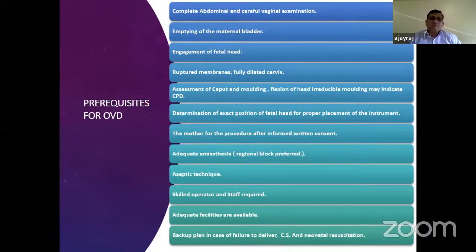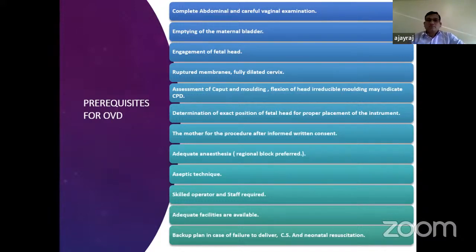Engagement of fetal head, ruptured membranes, fully dilated cervix, assessment of caput and molding. Caput and molding represent some kind of fetal distress. If the molding is not reversible, then that may indicate CPD or borderline pelvis. Flexion of head, irreducible molding may indicate CPD. Determination of exact position of fetal head for proper placement of the instrument. There are some points, for example, flexion point, where we apply the ventouse.